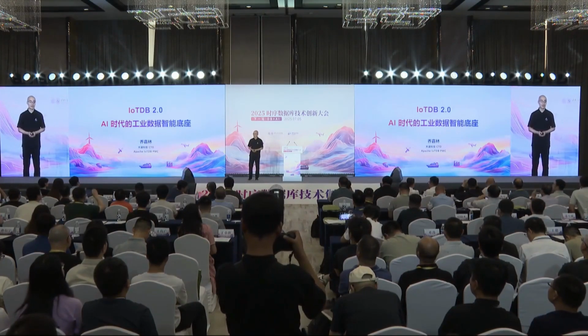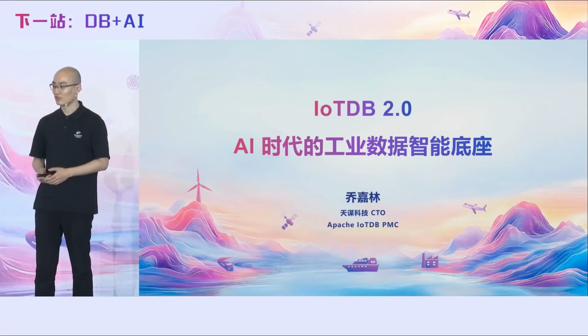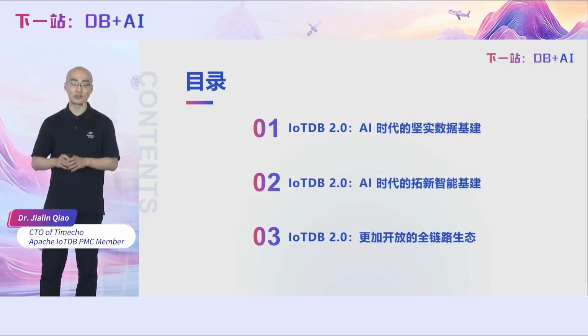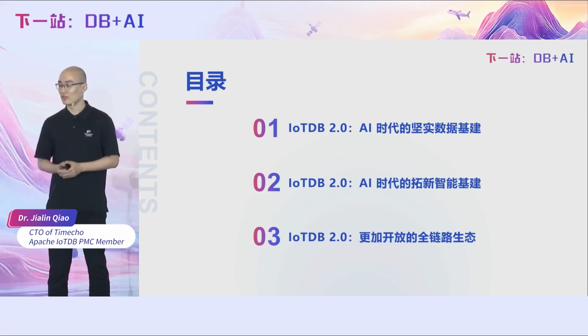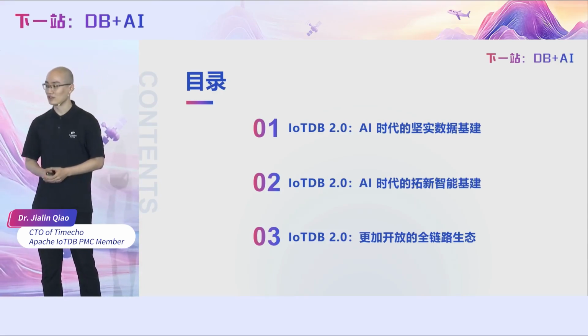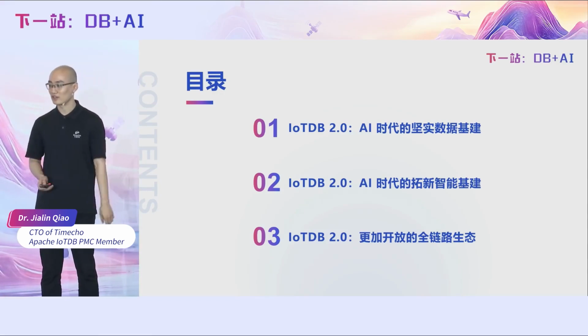I'll share with you about the Intelligent Industrial Data Foundation of Apache IoTDB 2.0 in the AI era. I'll give you a detailed introduction. In the AI era, IoTDB provides new features, versions, and capabilities. These mainly include three parts: data infrastructure, intelligent infrastructure, and a full chain ecosystem.